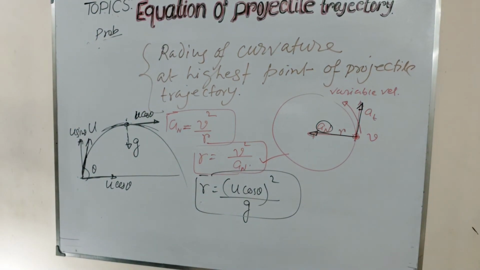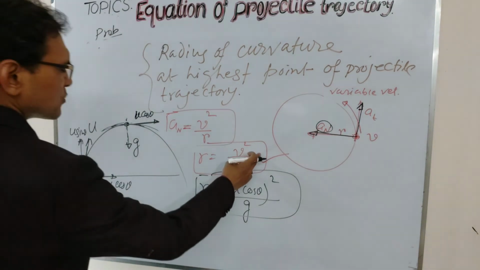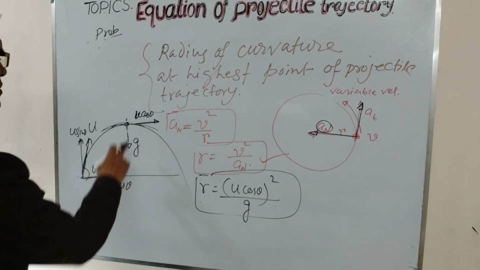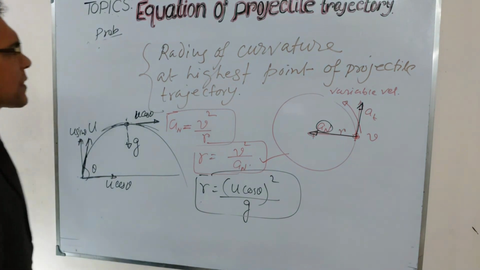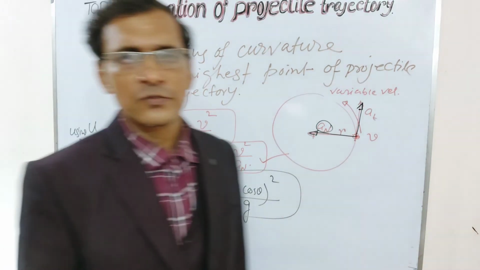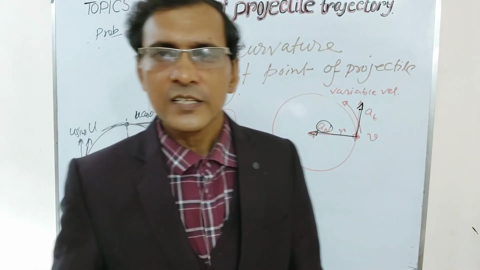This is the answer. Sometimes in MCQ this problem comes, so use this formula to get the radius of curvature at the highest point. Now this is the end of the class on equation of trajectory.